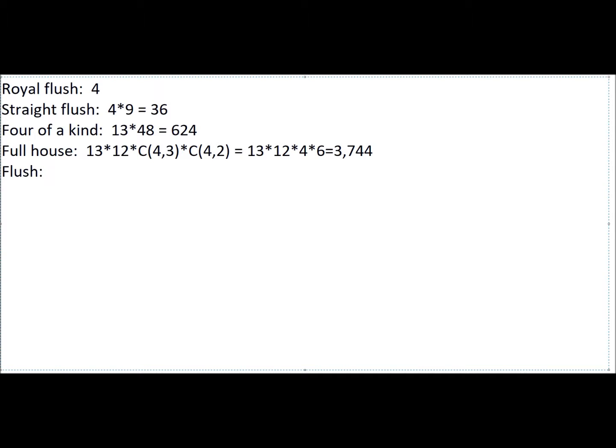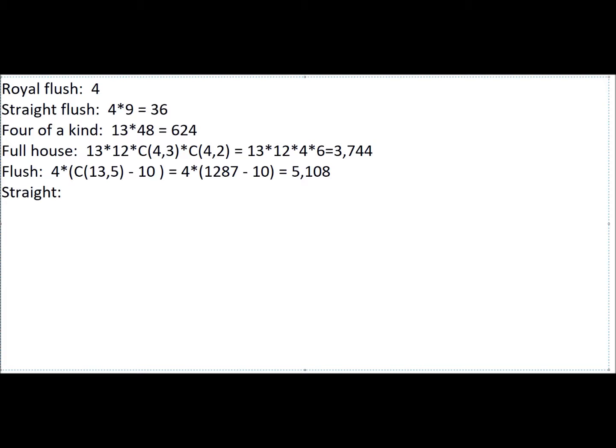For the flush, well, we've got 4 suits for the flush. And how many ways are there to pick 5 ranks out of the 13 in the given suit? Well, that would be 13 choose 5, but 10 of those ways would result in a straight flush or royal flush. For example, 5, 6, 7, 8, 9 would result in a straight flush. So we have to pick out those 10 sets of ranks that are consecutive. So that leaves us with 13 choose 5 is 1,287 minus, subtract out the 10, and multiply by 4, and we get 5,108.